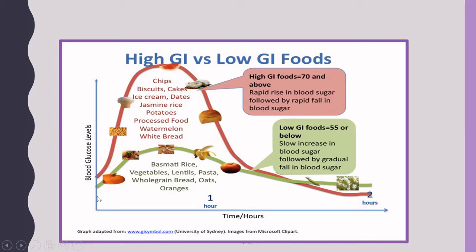So when a person consumes low glycemic index foods, what happens to his blood glucose level? It rises very slowly, a slow increase in blood sugar followed by a gradual fall in blood sugar. Whereas when a person consumes a high GI food, there is a rapid rise in blood sugar followed by a rapid fall in blood sugar.